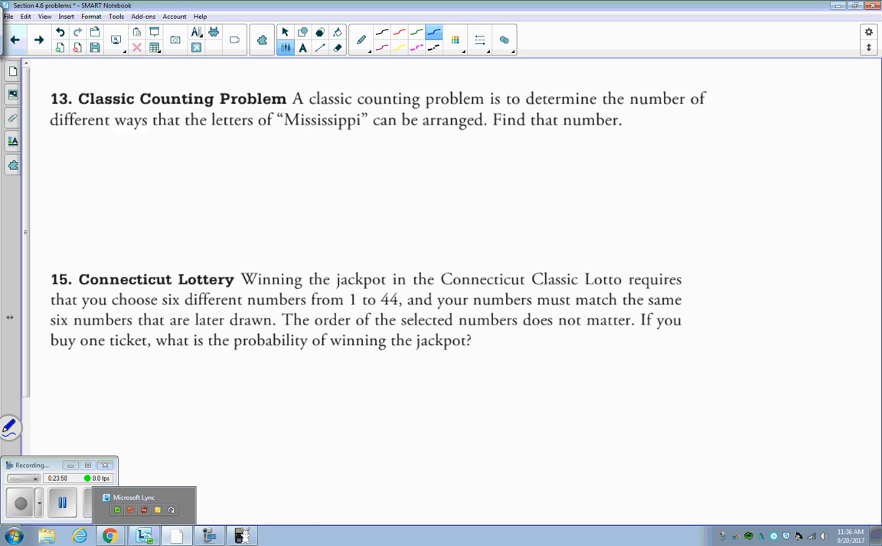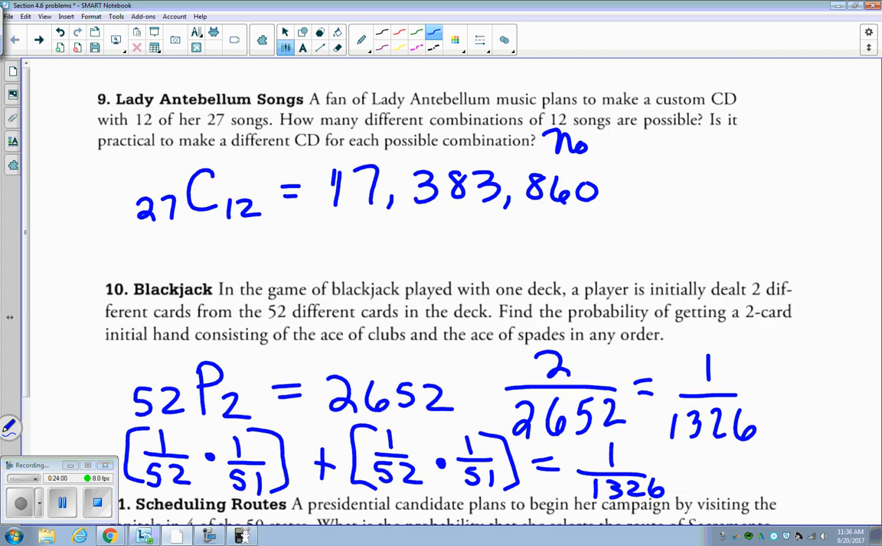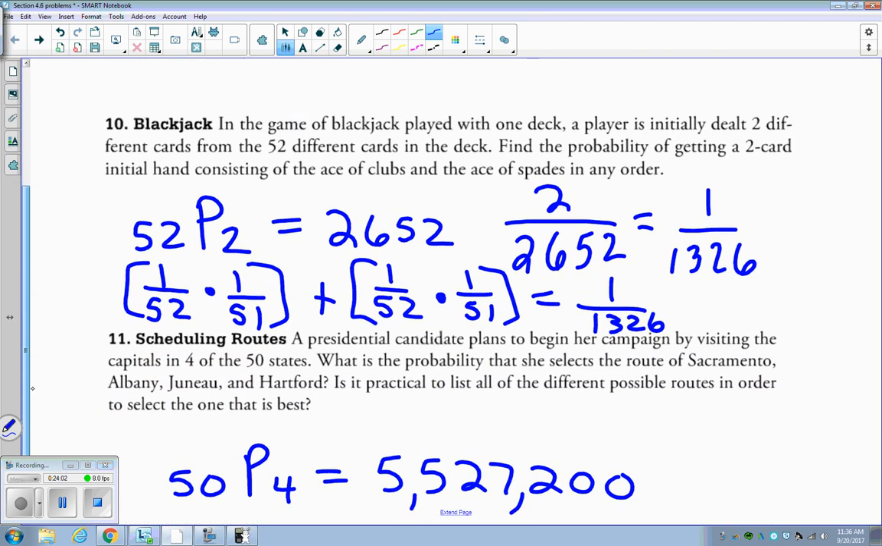Back on number 11. Did it ask me the probability? What is the probability? Good. There's only one route that's up there, so the probability would be 1 out of that number. Excellent. Yeah, make me finish the problem. Absolutely.